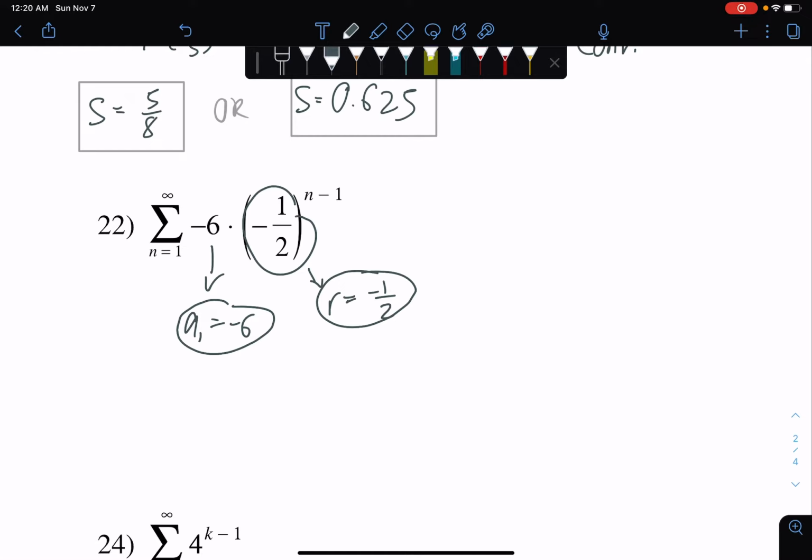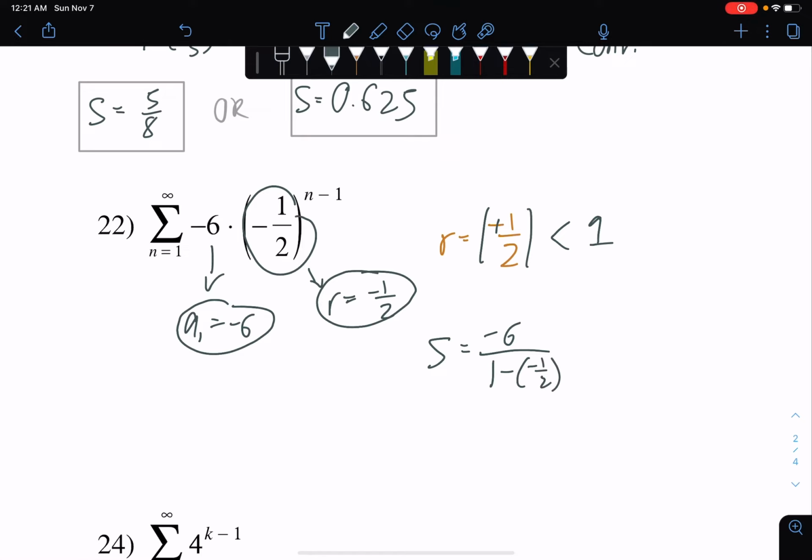So, in that case, it says to determine if the series converges or diverges: negative 1 over 2, absolute value. Alright, 1 over 2 is less than 1, so we can find the sum. Speaking of finding the sum, S is equivalent to negative 6 divided by 1 minus negative 1 over 2. S is then equivalent to negative 4.